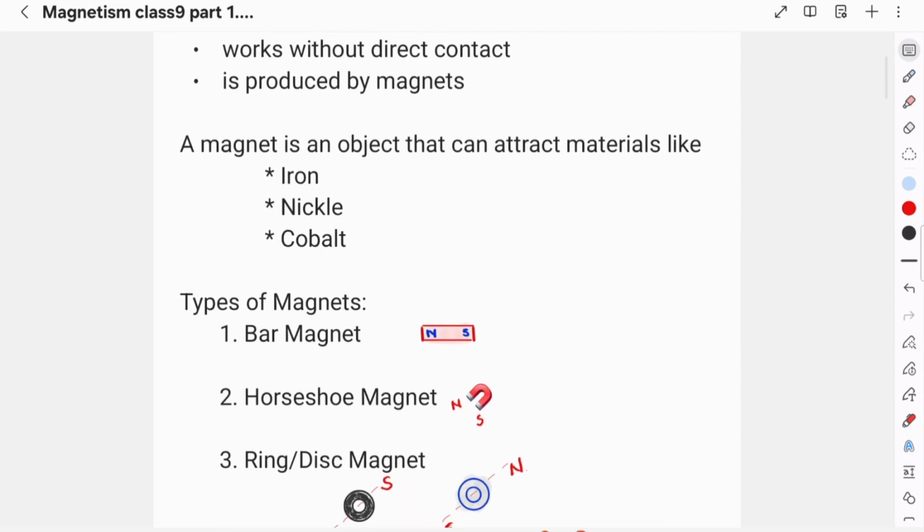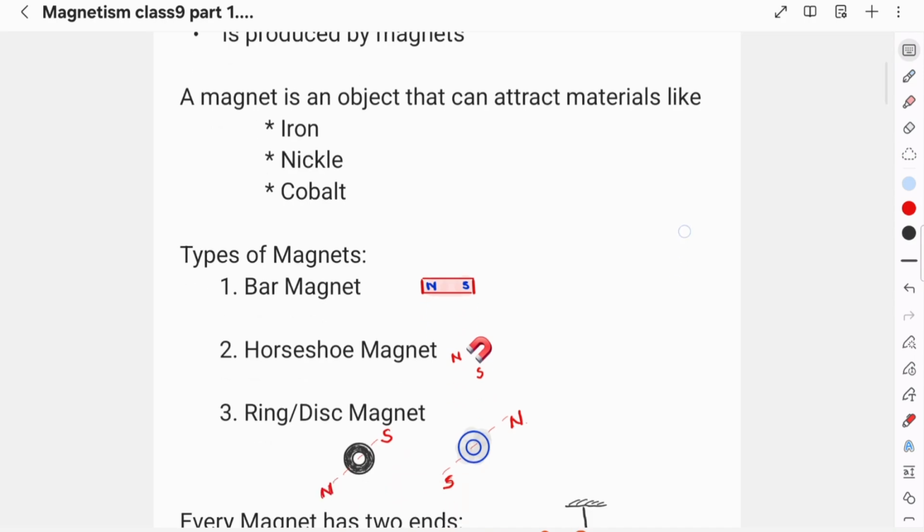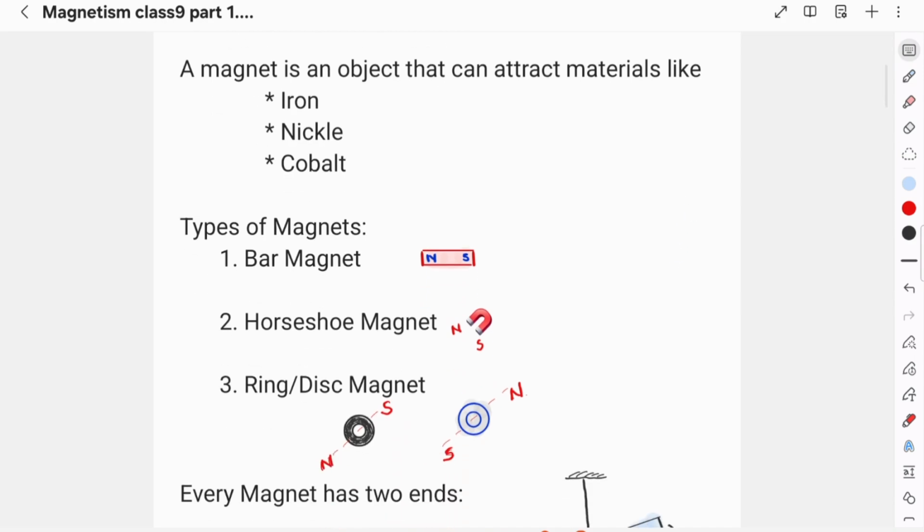So what are the types of magnets? Basically, we have three types of magnets. One is the bar magnet, which is the normal magnet. A small diagram is shown here. Then the second one is the horseshoe magnet, or the U magnet. We also have a picture of the U magnet here. And the third type is the ring or the disc magnet. They're basically like a thin ring or a disc.